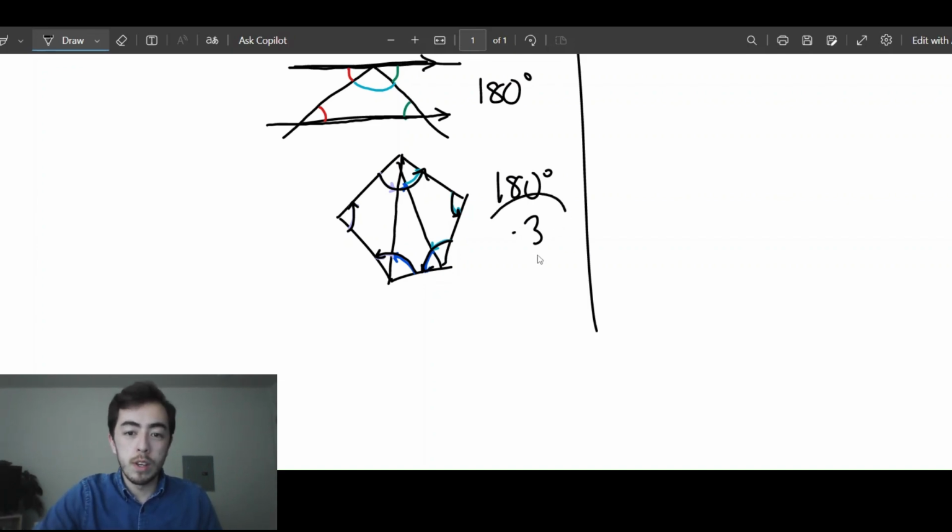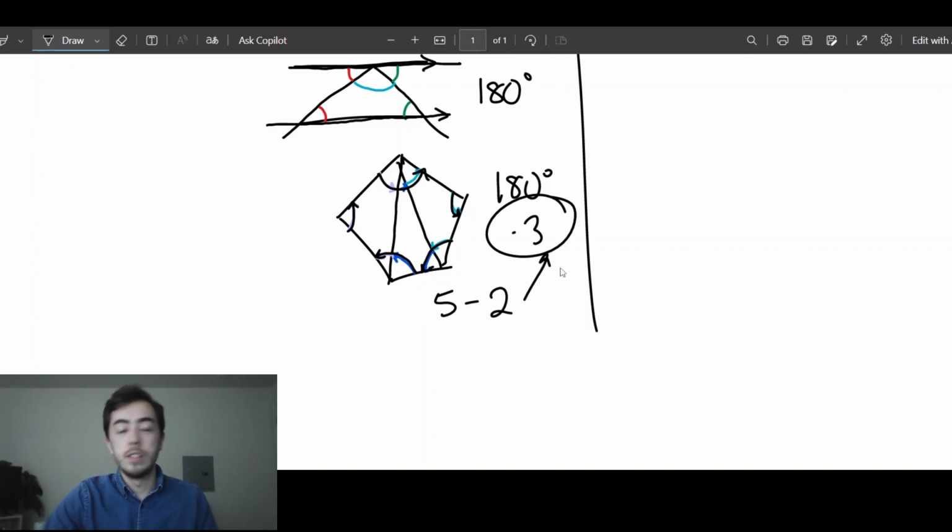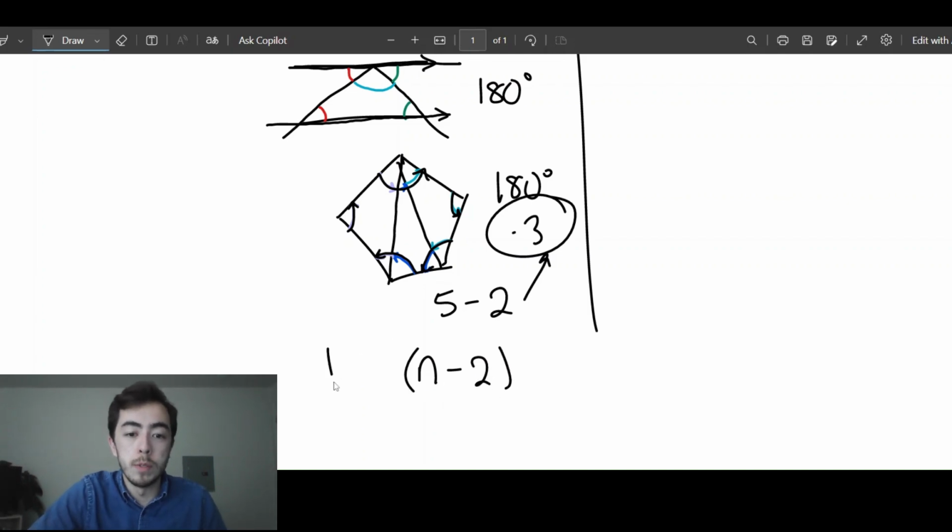And so this 3 is kind of coming from the idea that we have 5 sides and we're subtracting 2. So here's one explanation as to why this interior angle sum theorem works: you can take any polygon and subtract 2 from the number of sides to draw the right number of triangles, and then you multiply it by 180 degrees to get the total sum.